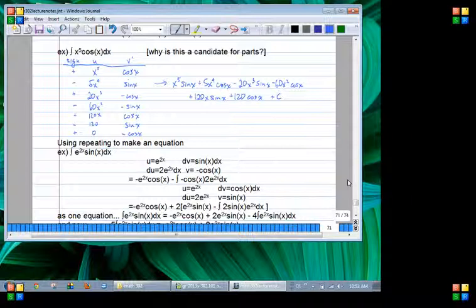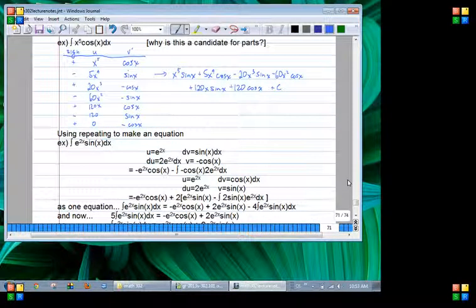And now what can we do? You can treat the entire integral that we're solving for like one big variable. So what you've got is blah equals something plus something minus 4 blah, and just solve for it. So how do you solve for it? Get all your blahs to one side. So 5 times the integral of e to the 2x sine x dx equals this bit that's left over. And now to get the original integral, you just have to divide by 5.